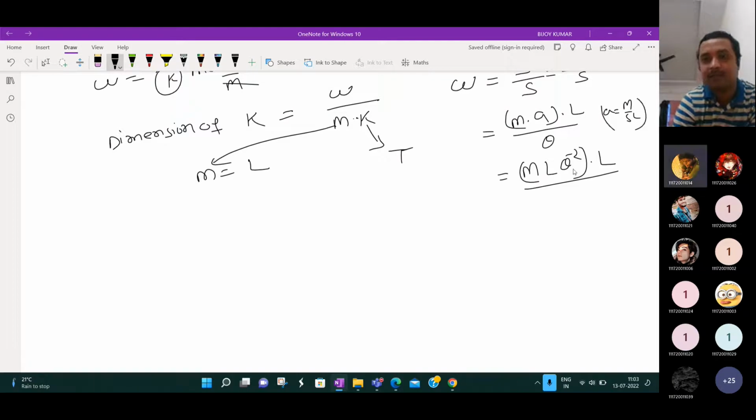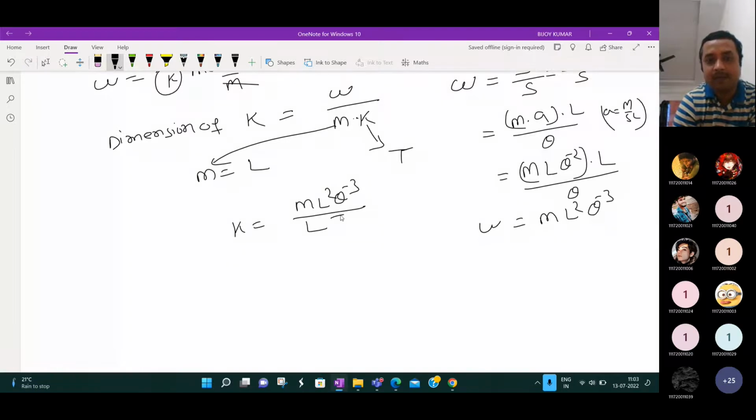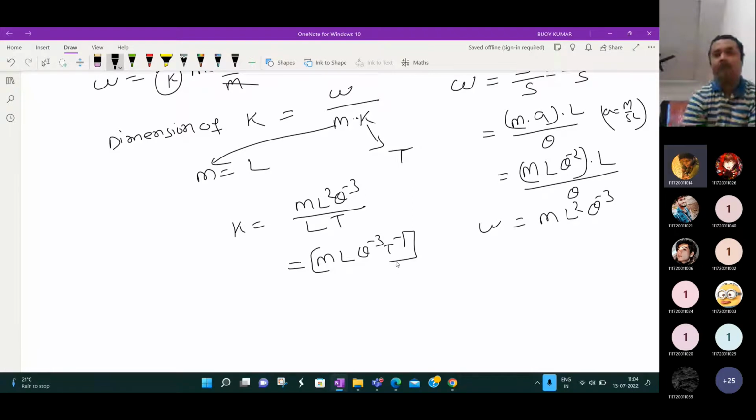So what we'll get? It is meter, L square theta minus 3, per watt. So the dimension of K will be M L square theta minus 3 by L into T. So it will be M L theta minus Q T inverse. This is the dimension of K.